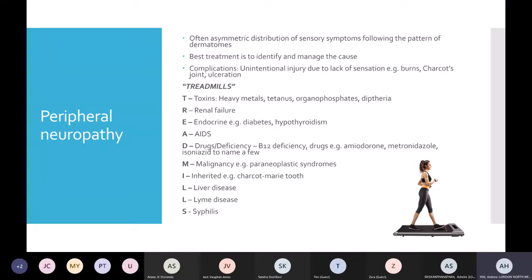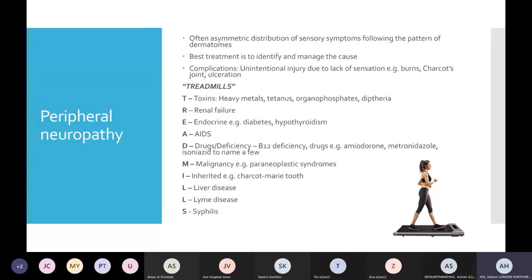There's this really nice acronym. I do like this TREADMILLS one, which is quite extensive. I'd say the most common cause of peripheral neuropathy is diabetic neuropathy, especially in your SBAs. But you may see other causes. I think quite commonly B12 and folate deficiency, alcohol excess. You may see injuries resulting in nerve damage like your crush or compression injuries. And again, lots of different infections like zoster, HIV or Lyme disease.